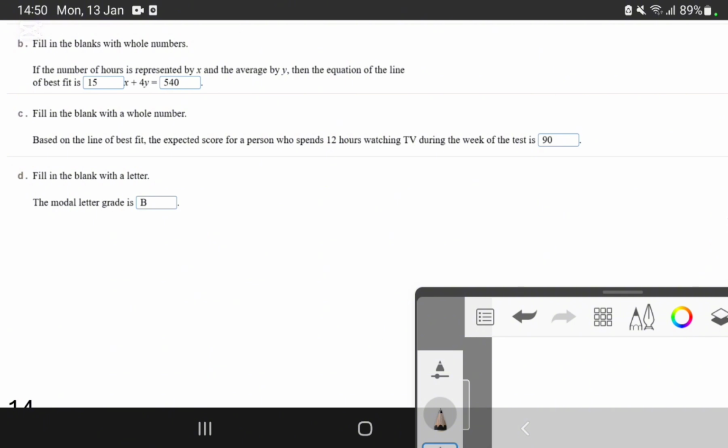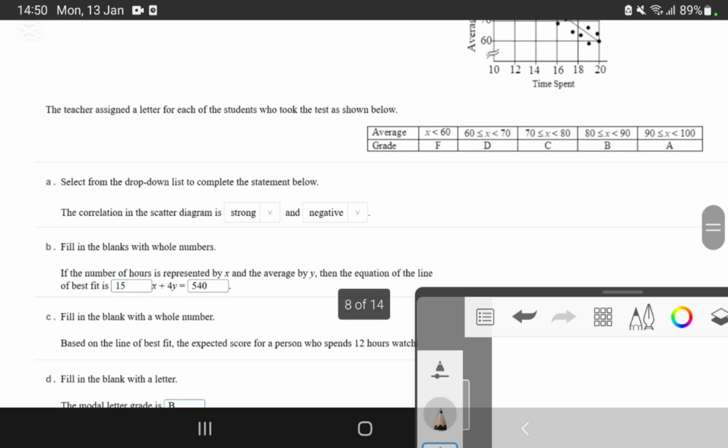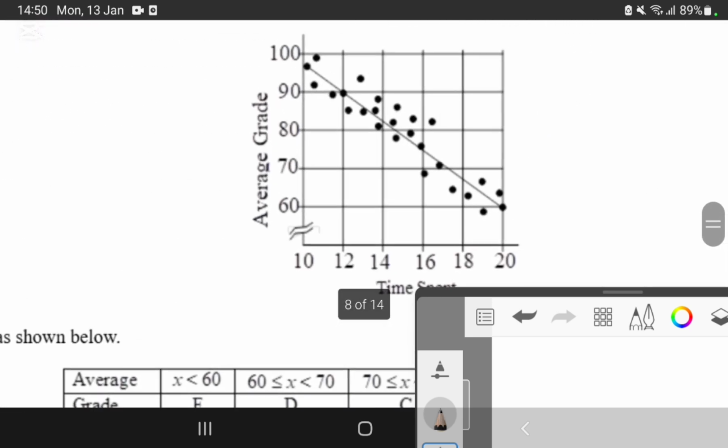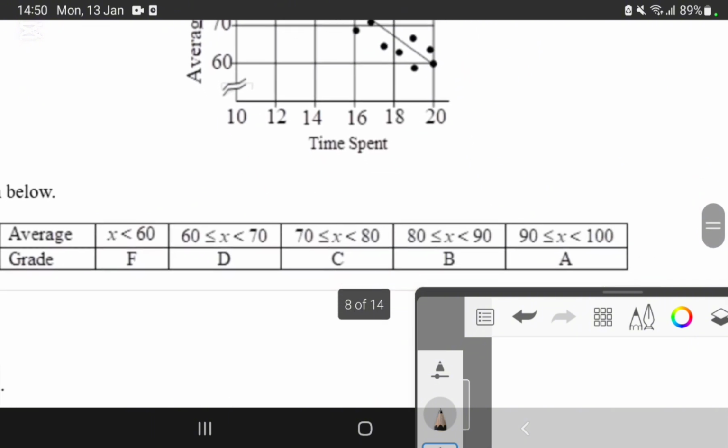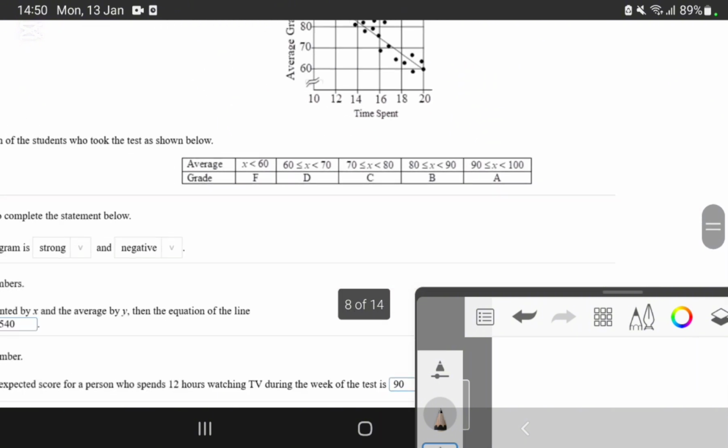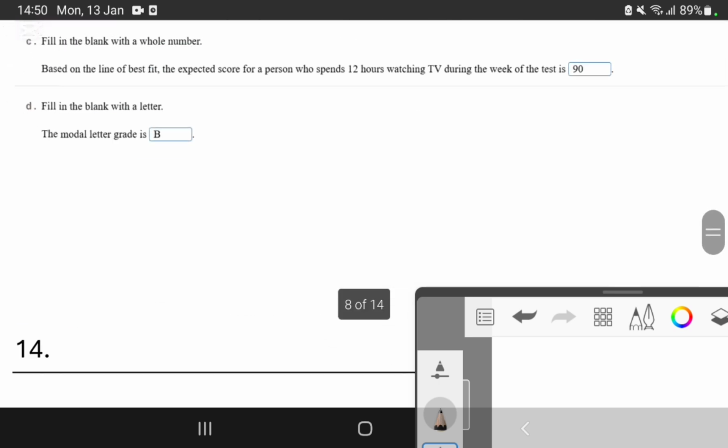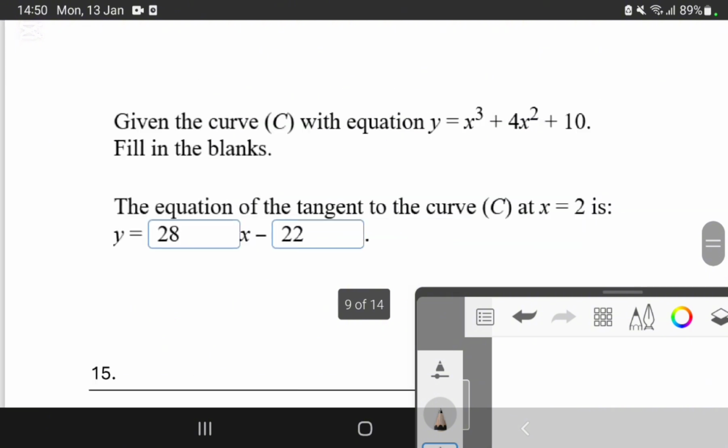To find out the modal letter, we need to find out where most of the points are located, which is in this case between 80 and 90. And as we can see from this table, between 80 and 90 is B. Number 14.